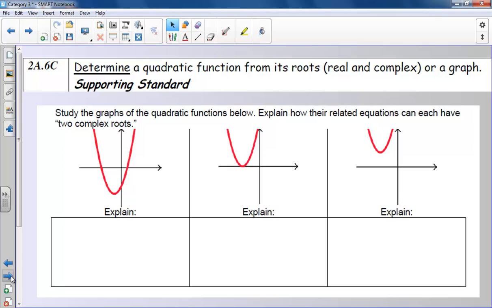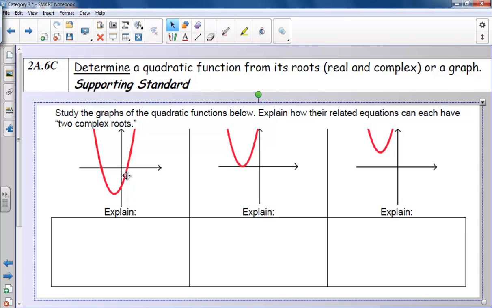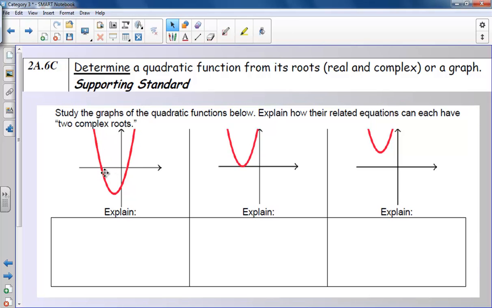First of all, you have to be able to determine a quadratic function from its roots, real or complex, or a graph. So first things you need to remember are that when you talk about solutions, we're talking about the zeros, the roots. So we can find that by finding our x-intercepts. If it only touches the x-axis, remember we write that root down twice because it's a double root. And if it doesn't touch the x-axis at all, then they are complex or imaginary roots. So we'll have to do something different to find those.